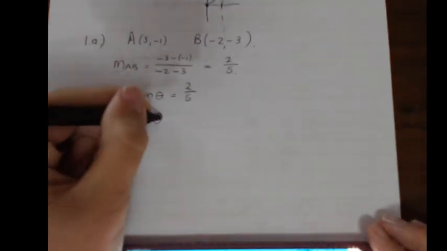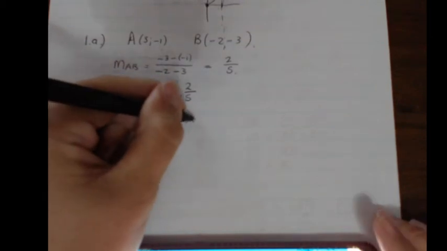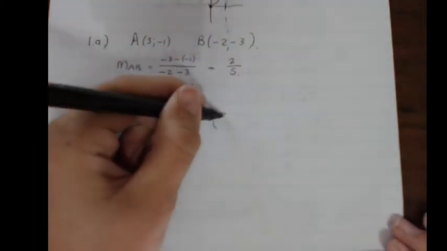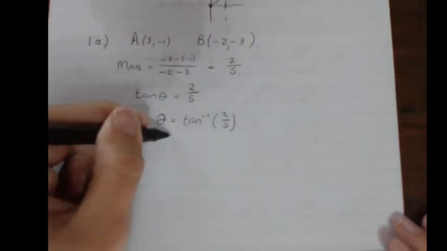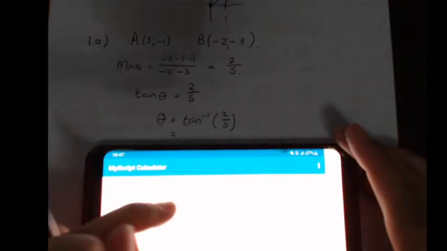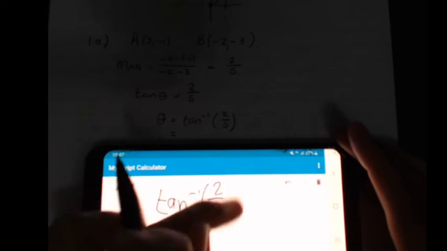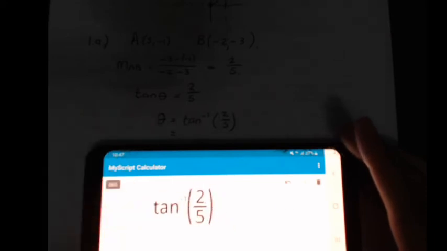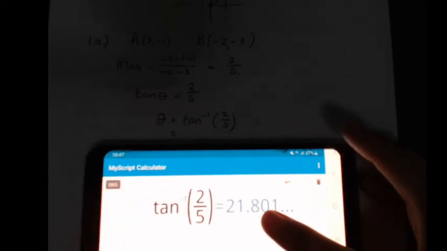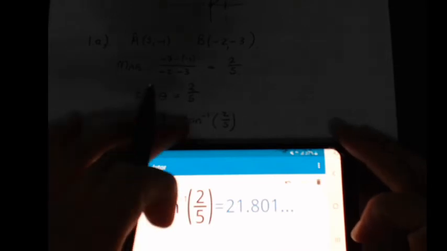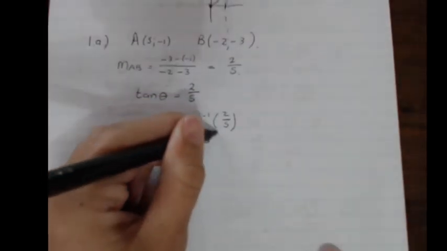work out theta. It's going to be shift tan of 2 over 5, shift tan 2 over 5 is 21.801, so 21.8 degrees. Right, 21.8 degrees.